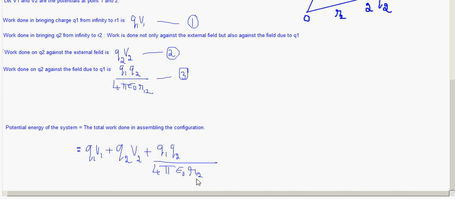Here the first term is the work done in bringing Q1 from infinity to point R1, and the rest is the work done in bringing Q2. When we consider work done in bringing Q2, there are two fields. One is due to the external field, so the work done is Q2 V2, and we have already brought Q1 to this external field. So work has to be done against the field due to Q1 also, which is given by Q1 Q2 divided by 4 pi epsilon naught into R12. R12 is the distance between point 1 and 2.